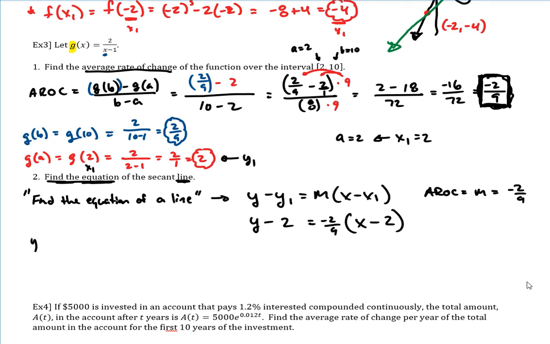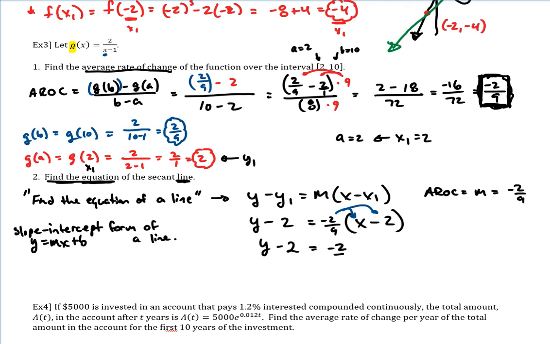And then what they would usually want is this form, y equals mx plus b. That's the slope-intercept form of a line. So that's usually what they want. That just means we need to solve for y in this equation eventually. So first thing then is to distribute the negative 2/9. So we'd have y minus 2 equals negative 2/9 x. Negative 2/9 times the negative 2 would change it to a positive. 2 times 2 is 4, and then the 9 is still down by itself.